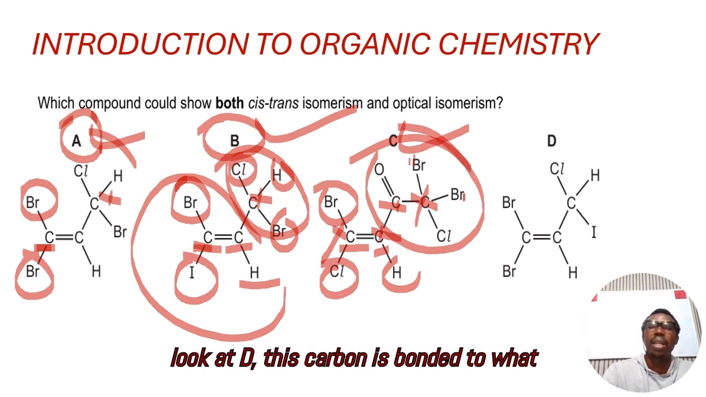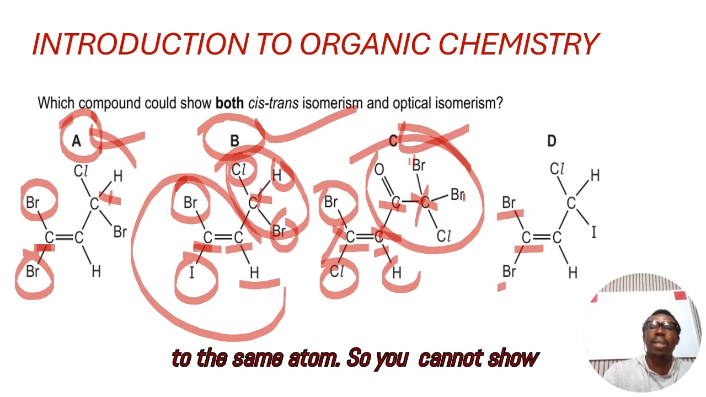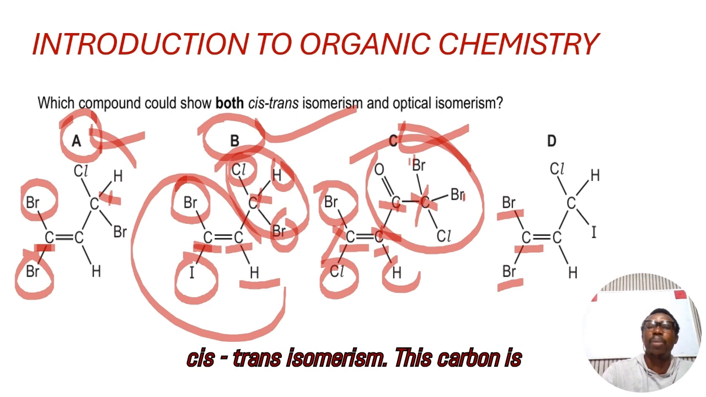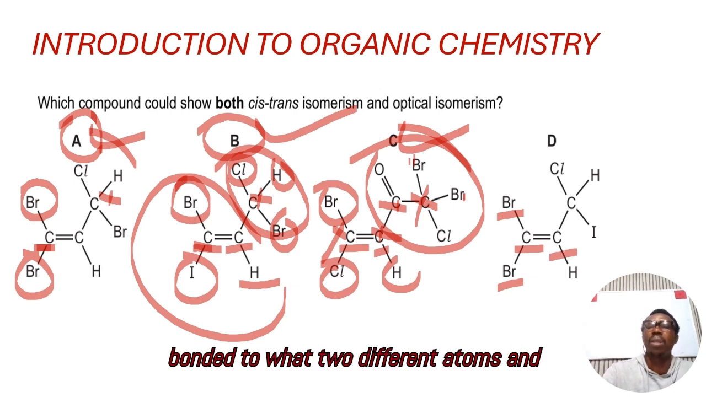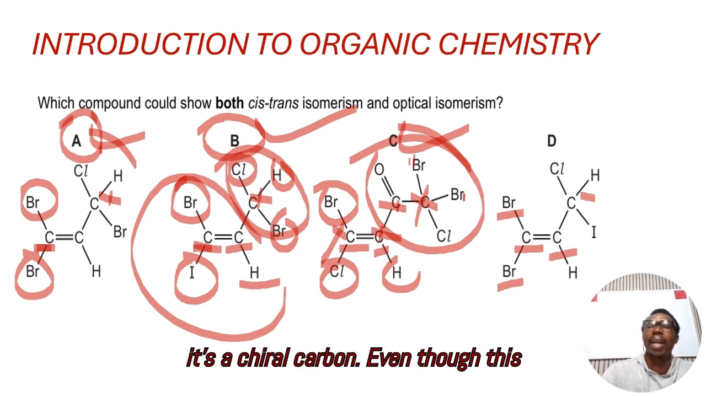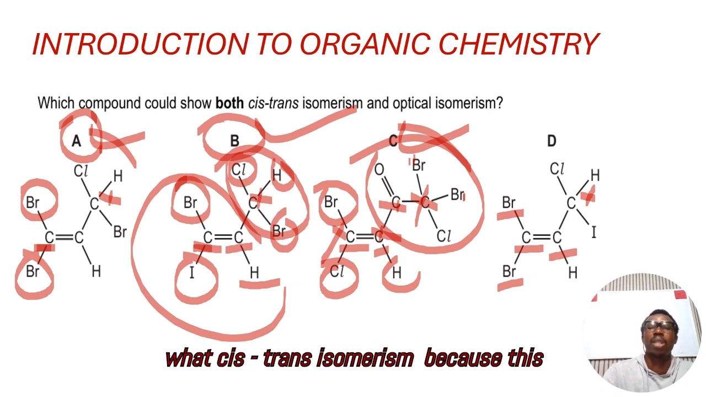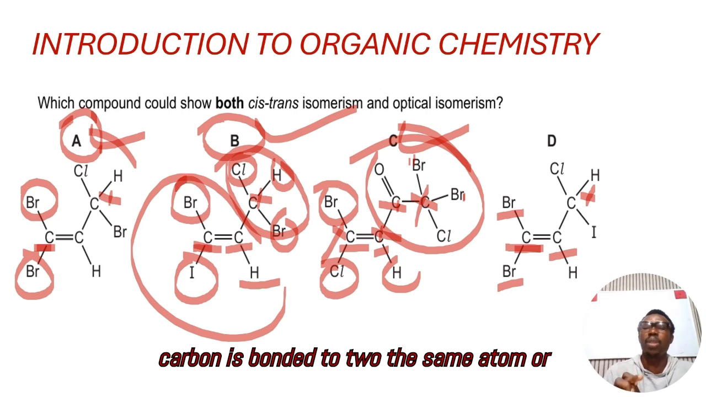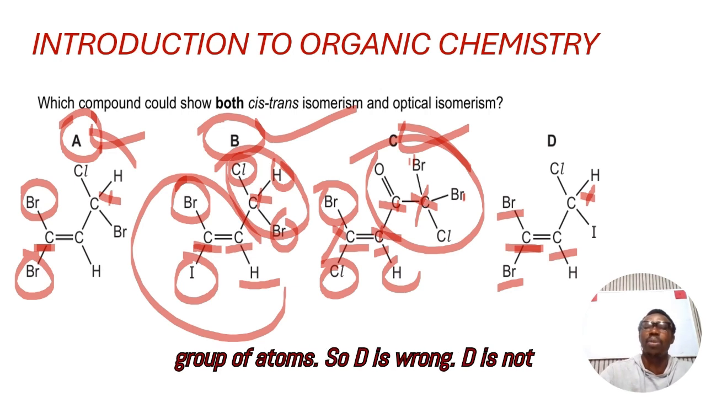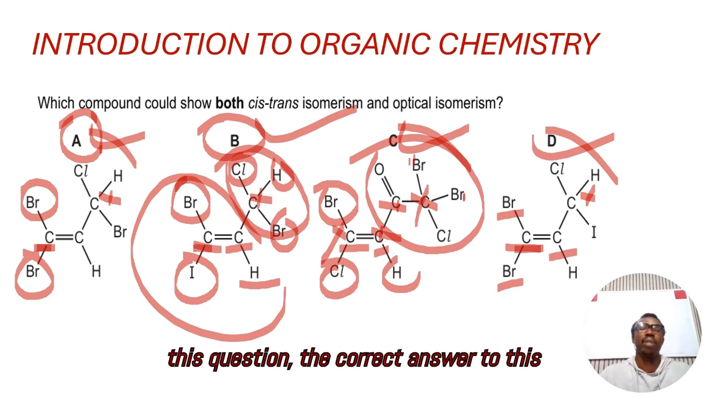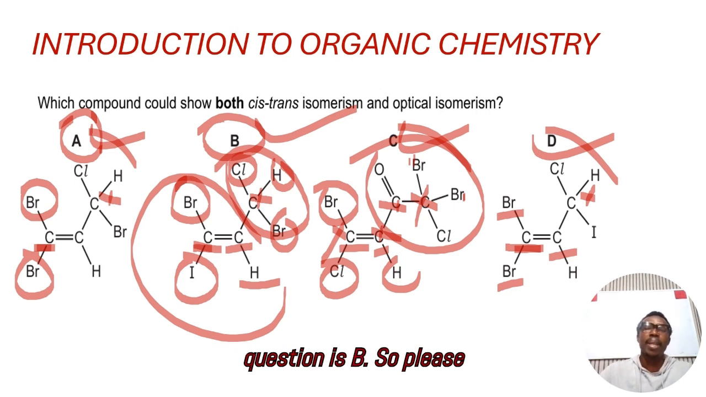If you look at D, this carbon is bonded to what? To the same atom. So it could not show cis-trans isomerism. This carbon is bonded to what? 2 different atoms. And there's a chiral carbon. Even though this carbon is chiral, it could not show cis-trans isomerism because this carbon is bonded to 2 of the same atom or group of atoms. So D is wrong. D is not the right answer. So the correct answer to this question is B.